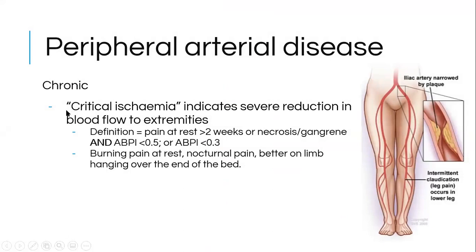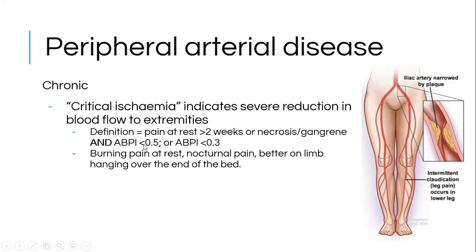Other things to know about chronic peripheral arterial disease is the concept of critical ischemia. Critical ischemia is just a term we use that indicates severe reduction in blood flow to the extremities. It's when you start worrying about there being ischemia, so death of tissue. There are a few different definitions. The ones that you might be asked about in your OSCEs are pain at rest over more than 2 weeks, or necrosis and gangrene with an ABPI less than 0.5, or an ABPI less than 0.3 by itself. I will tell you what an ABPI is in a moment.